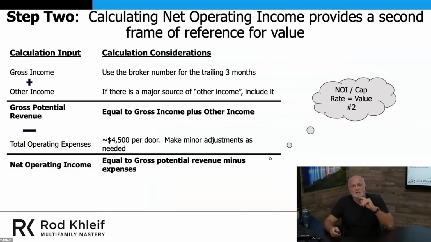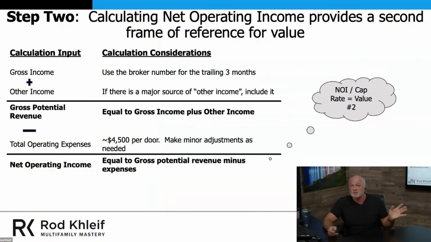Now this gets a little more nuanced, okay? Listen carefully: you're going to take the gross income and you're going to use the broker number for the trailing 3 months. It's called the T3. Now you're going to get a T12 most likely, which is the trailing 12 months of financials.